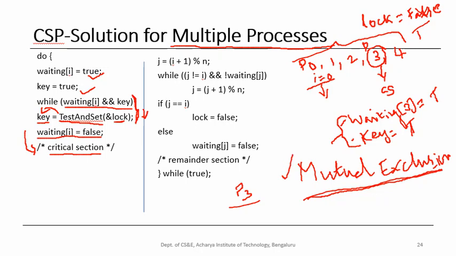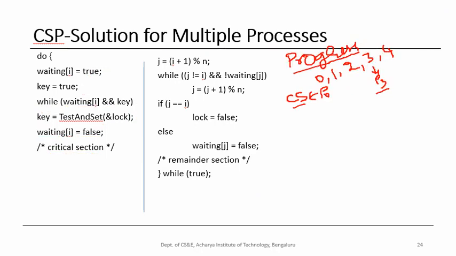Now let's see whether there is going to be a progress or not when multiple processes make a request to enter into the critical section. Okay, now P0 is already there in the critical section. P3 is the one which has made a request to enter into the critical section. Now we have to understand whether P3 is allowed to enter into the critical section or not. There will be a progress or not.